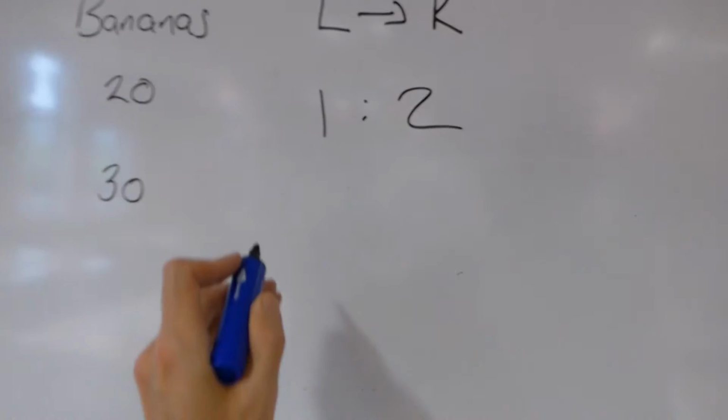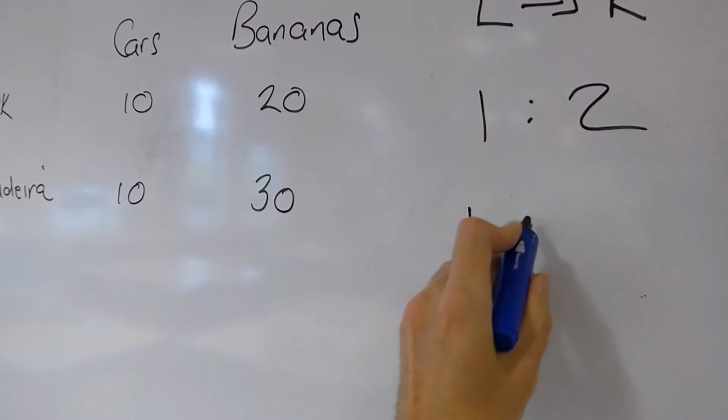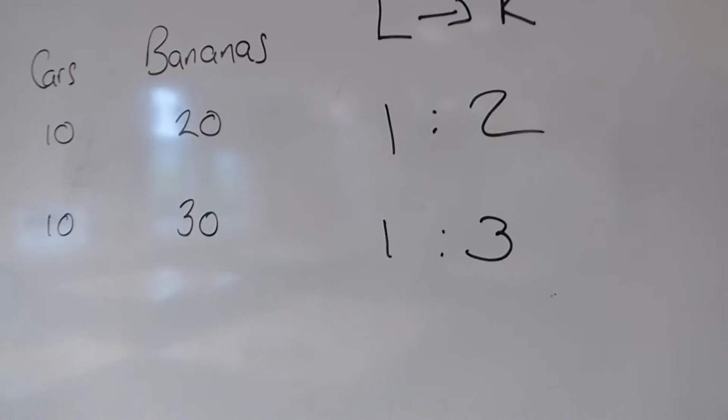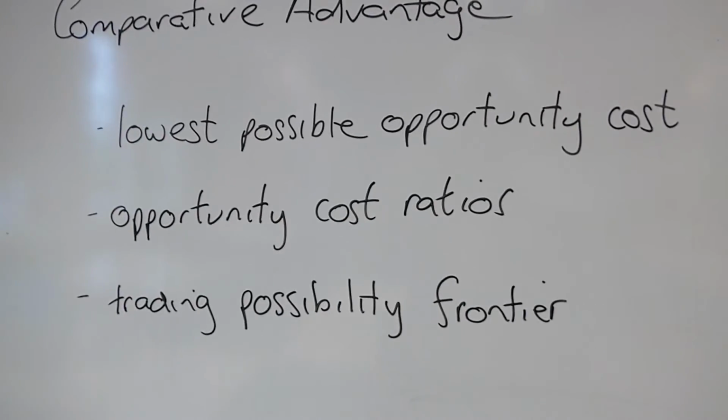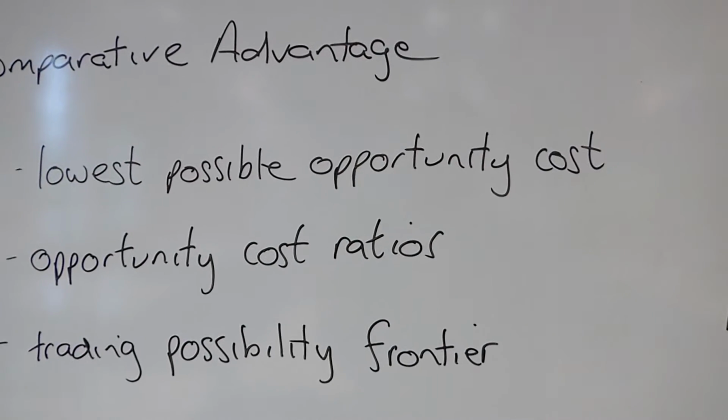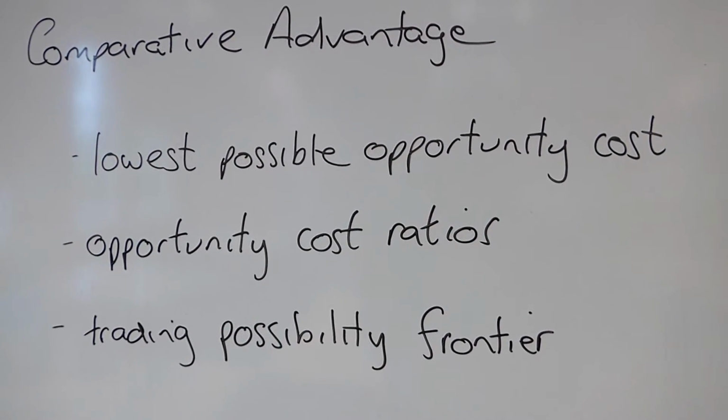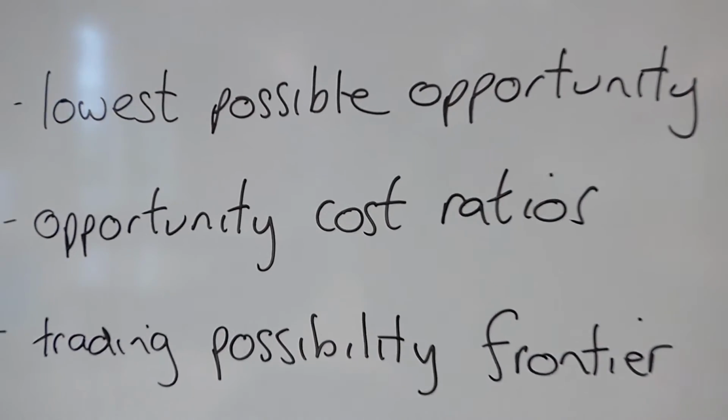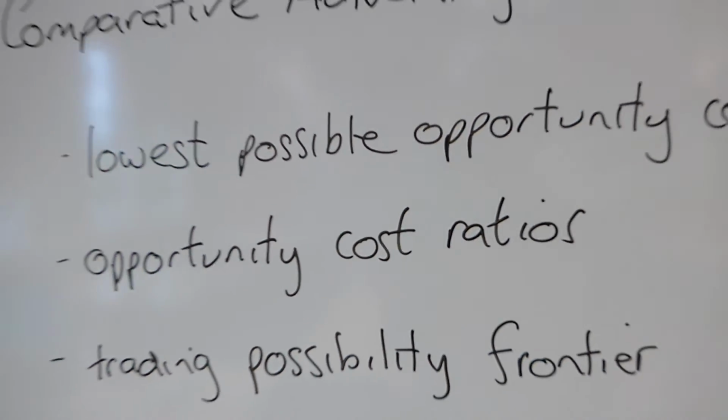And in Madeira, the ratio is 1 to 3. Now, if you go back to our definition of comparative advantage, a country has a comparative advantage where it produces a good or service at the lowest possible opportunity cost.